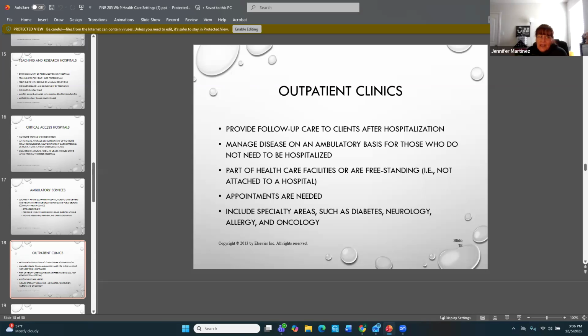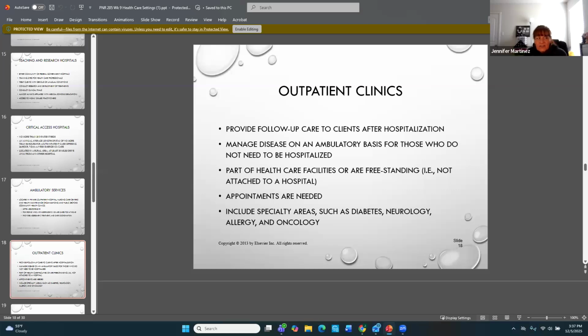But outpatient clinics can provide follow-up care to patients after hospitalization. They help manage diseases for patients that don't need to be hospitalized. They can either be part of a healthcare system or they can be freestanding, which means that they're not attached to a hospital, like MedExpress, right? MedExpress is not generally attached to a hospital system. It's a separate entity. You don't usually need an appointment. For the most part, you can walk in.